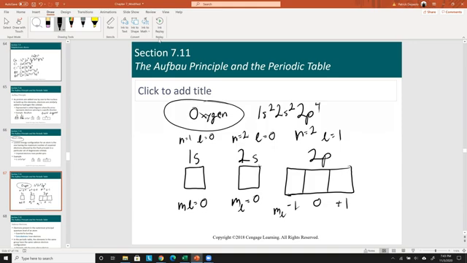So each one of these boxes can hold 2 electrons, one spinning up, one spinning down. This represents x, y, and z in those dumbbells. One electron would be up, one down, one up, one down, one up, one down. Does that make sense? Does that kind of tie it together? And if not, ask questions.